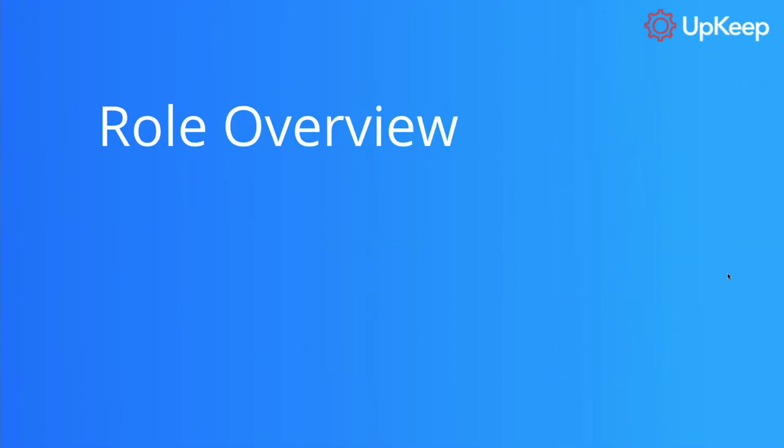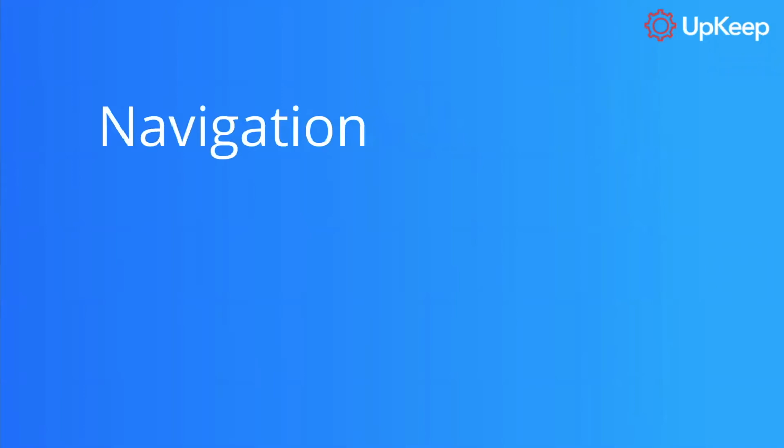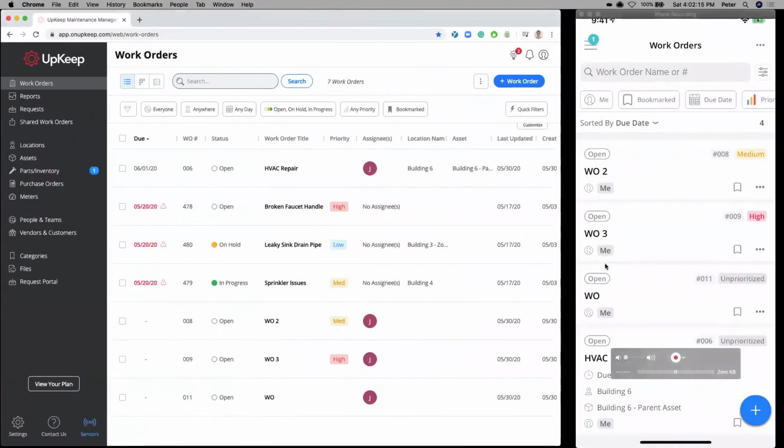Before we start using the app, we need to know what the role of a limited tech user is. So these users are good for processing and completing work orders assigned to them from an admin. They can edit work orders they create, but not ones created by others. Also, these users can only view their created or assigned work orders. And this is mainly designed to help control the scope of what they're seeing in the app and not everyone else's data. So let's move along, and now let's dive straight into the app and see what it looks like to navigate as a limited tech user.